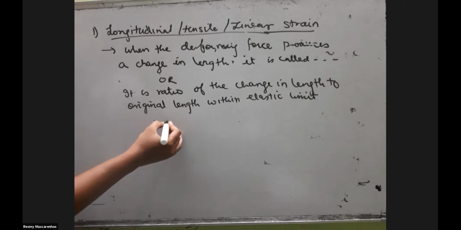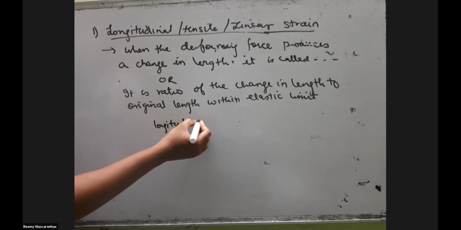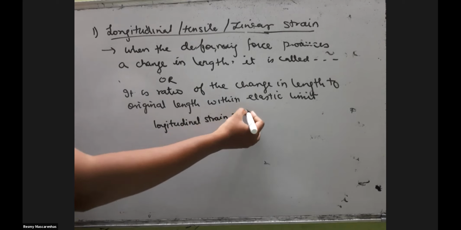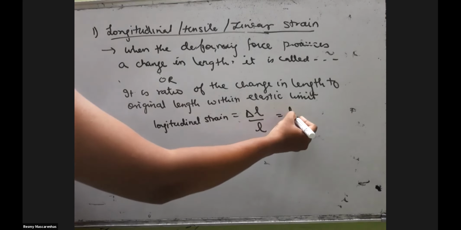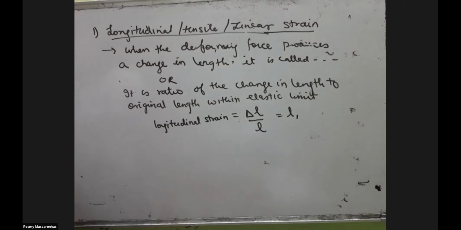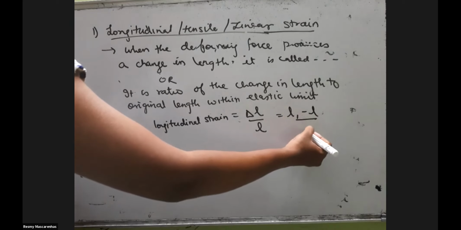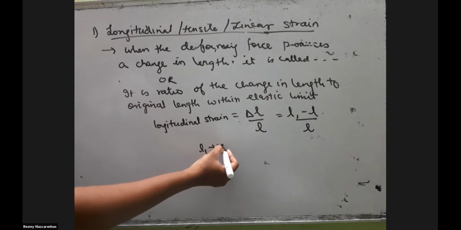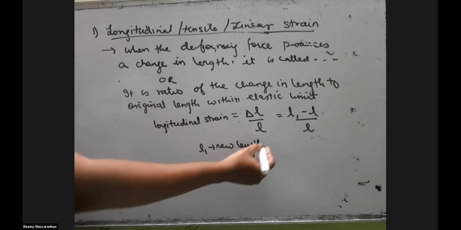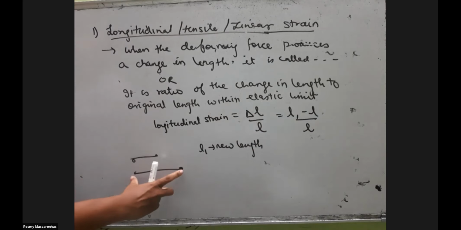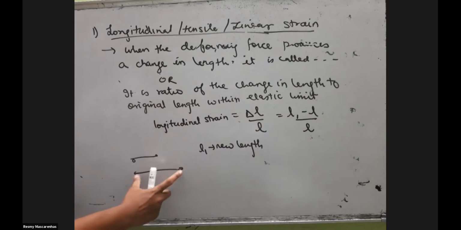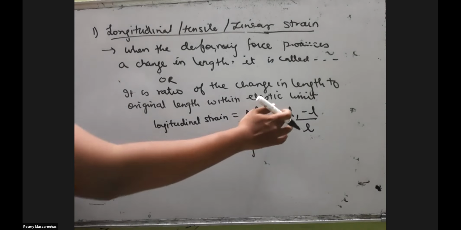The longitudinal strain, which is, L1 is the new length. New length will be more, no? It will be bigger. If you're having a small rod and you're stretching it, it will increase. So this you'll have to take first, the bigger one. New length minus the original length.